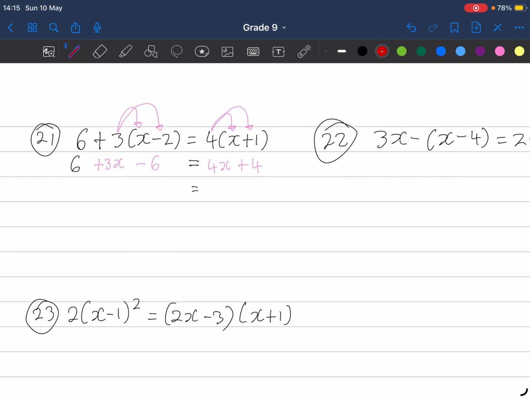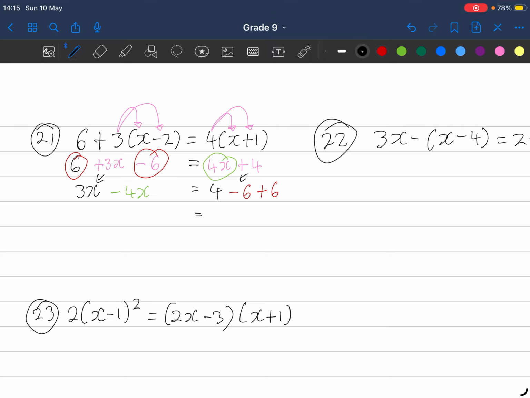Let's treat this. This needs to move. This needs to move. This needs to move. So the 3x is over here, and the 4 is over here. That 4x from the right hand side is going to become a minus 4x over here. From the left hand side, the positive 6 is going to become a minus 6, and the minus 6 is going to become a positive 6.